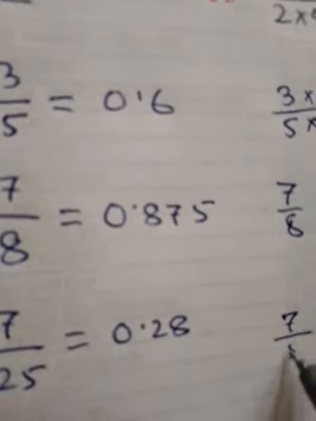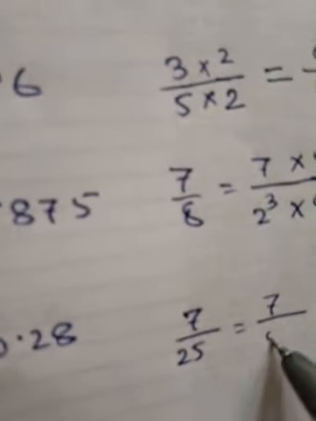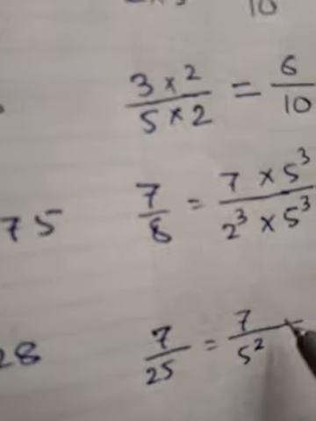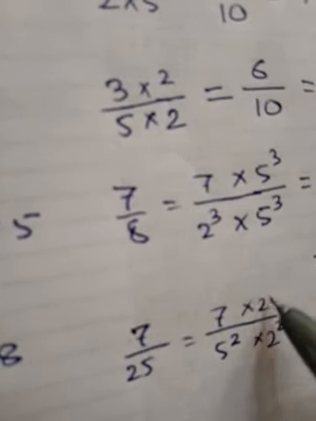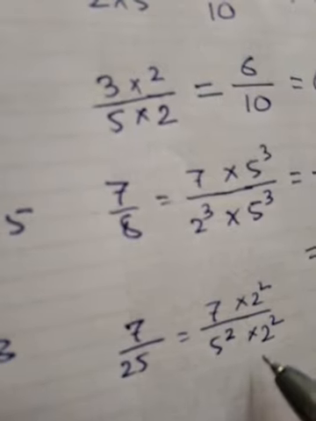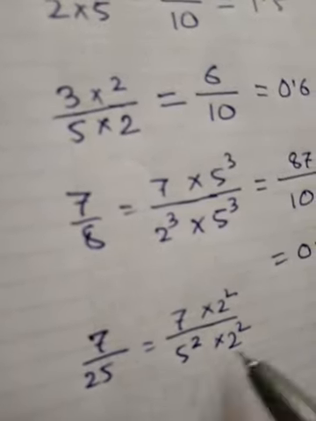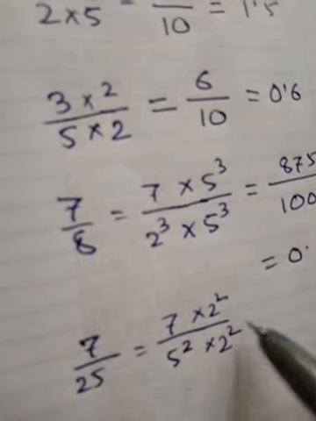So 7 by 25 means we can write it as 7 into 5 square. So obviously we will have to multiply by 2 square and 2 square. So always we will have to see the number of 5 and number of 2 equal in the denominator, and accordingly we will multiply in numerator also.